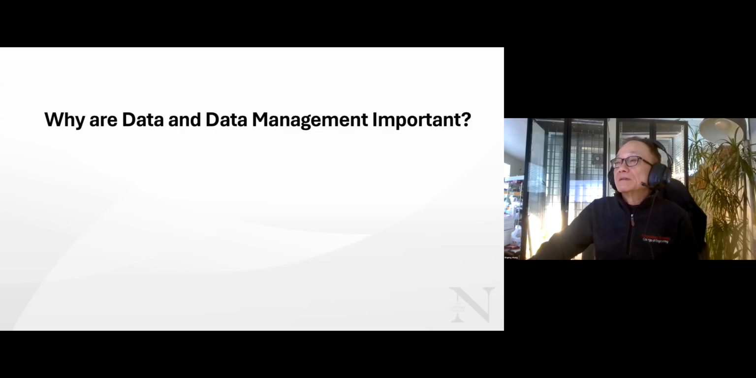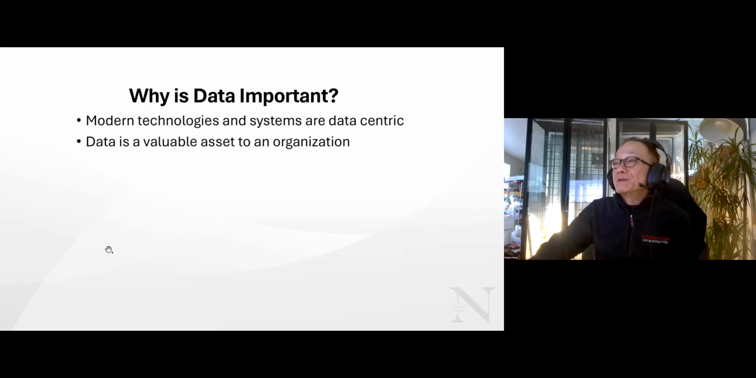First, let's talk about the very fundamental topic. Why are data and data management important? I have put together a few slides to cover the key points about this discussion.